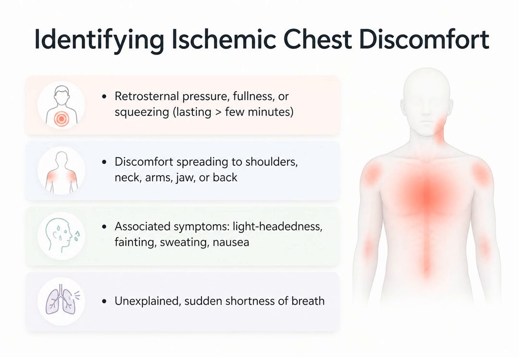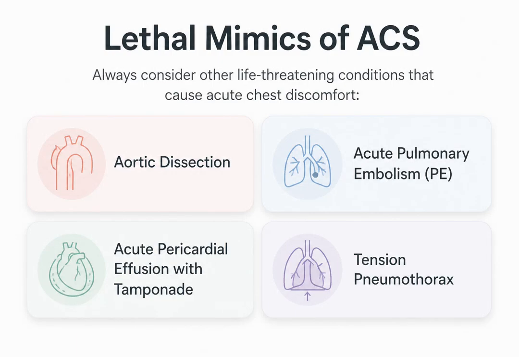While we must act quickly on suspected ACS, we also have to keep our differential diagnosis broad. Not all chest pain is a heart attack. You must consider potentially lethal mimics. Aortic dissection, acute pulmonary embolism, pericardial effusion with tamponade, and tension pneumothorax can all present with severe acute chest discomfort and require entirely different immediate treatments.